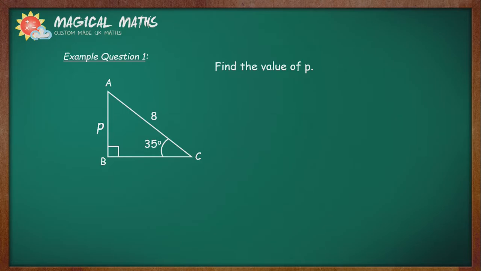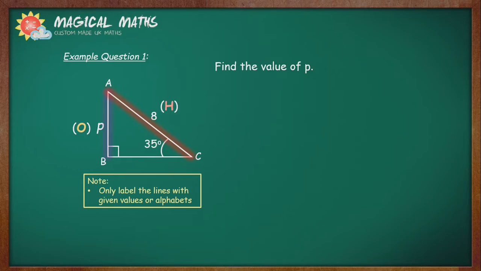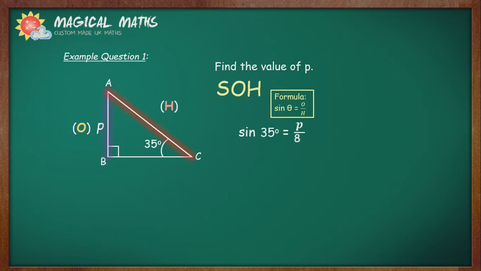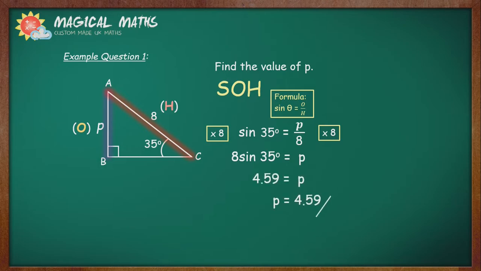To find the value of P, when the angle is here, this line would be your opposite, while this would be your hypotenuse. Remember, we only label the lines with given values or alphabets. Based on SOH CAH TOA, since only O and H appeared, it means only SOH can be applied. By applying the formula of sine theta, we know that sine 35 equals P over 8. To find the value of P, we multiply both sides by 8, and P will be equivalent to 8 times sine 35, which is 4.59. This is how we use trigonometry to solve a right angle triangle when it involves angles.